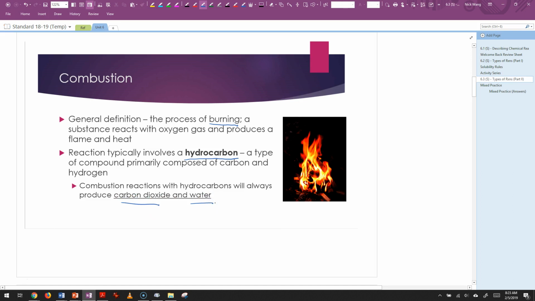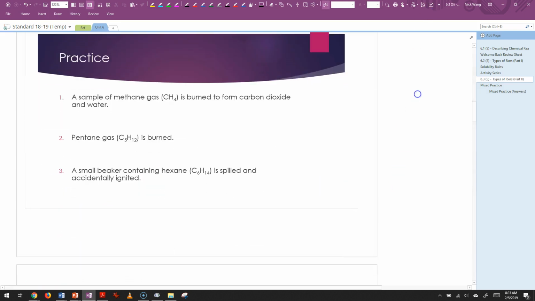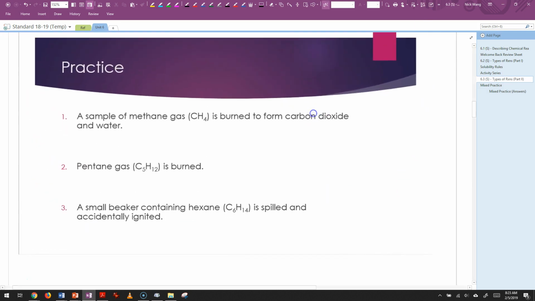But something that's not stated here in that line, but was mentioned earlier, is that you also always need oxygen gas as a reactant. Let's go and look at some examples of what type of problems you might see. The first one says a sample of methane gas, CH4, is burned to form carbon dioxide and water.